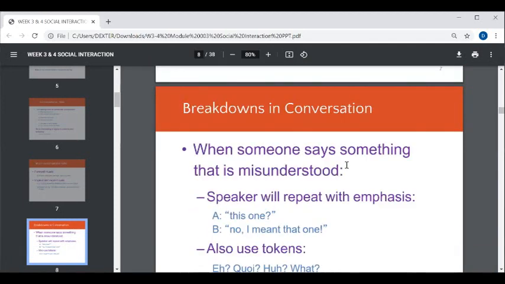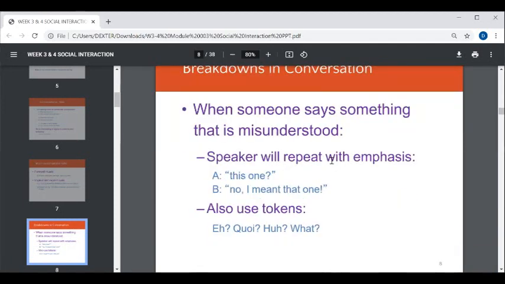Okay, so breakdown in conversation. When someone says something that is misunderstood, the speaker will repeat with emphasis. Other kinds of breakdown in conversation arise when someone says something that is ambiguous and the interlocutor misinterprets it to mean something else. In such situations, the participants will collaborate to overcome the misunderstanding by using repair mechanisms.